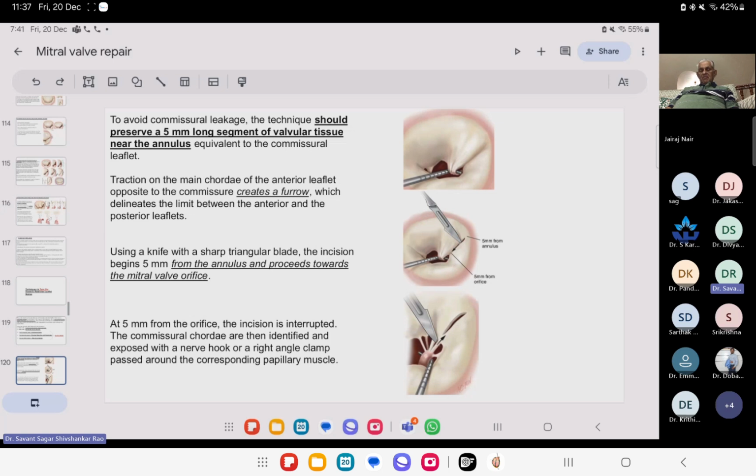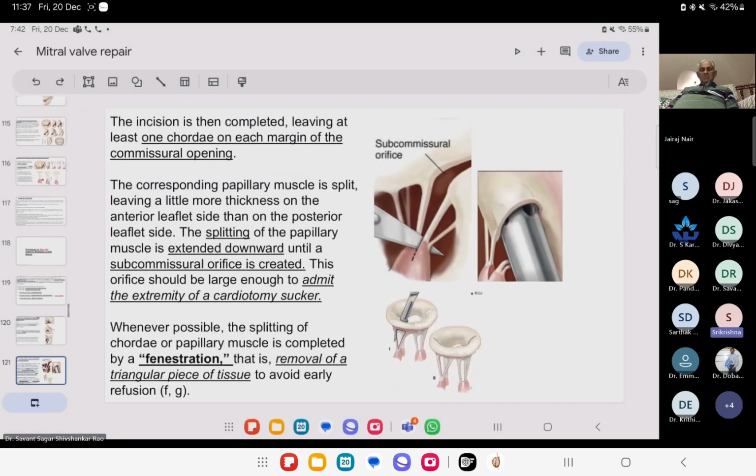Near the orifice, if we find a chordae which is thickened, then this chordae has to be split in such a way that a cut margin should be there on either side of the cut part of the commissure. And following that, split to the papillary muscle in such a way that it should admit the extremity of a cardiotomy sucker.